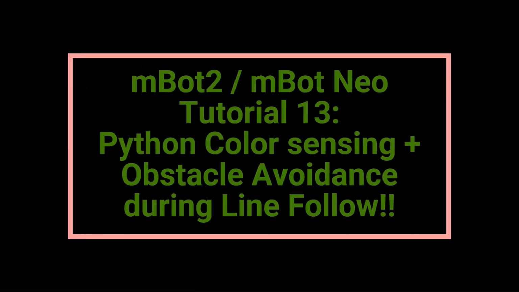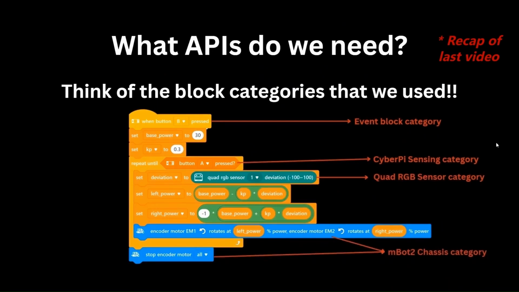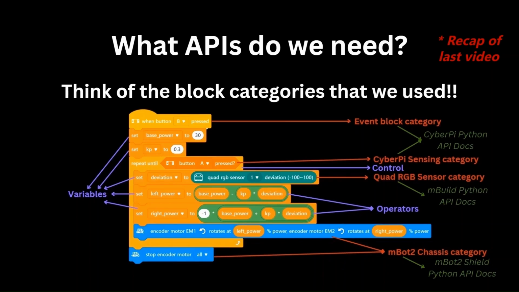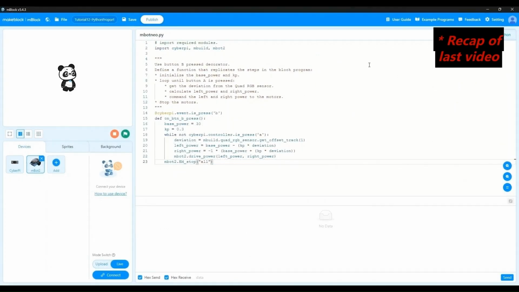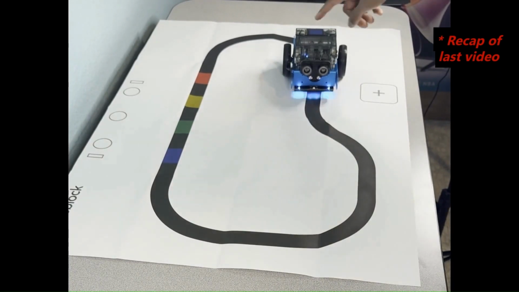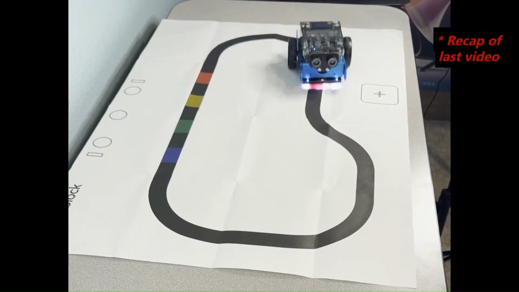Welcome back to Learn as you explore for another mBot2 tutorial. In the previous video, we implemented the line follower in Python. We translated our proportional control block program to Python by referencing the API documentation, uploaded the program to the robot, and tested it out on our mBot2.